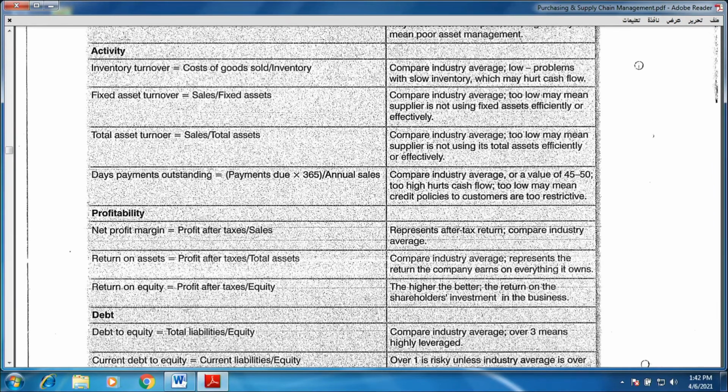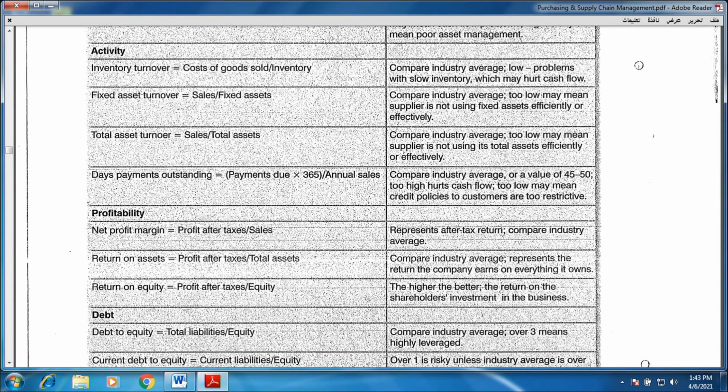The second group of financial ratios is the activity ratios. We have sales on the numerator side all the time. So for inventory turnover, you would have sales divided by inventory, but because the inventory is recorded at cost, not at selling prices, we have the cost of goods sold on the numerator side. For fixed asset turnover, we have sales as usual divided by fixed assets. For total assets turnover, it's sales on the numerator side divided by the total assets.